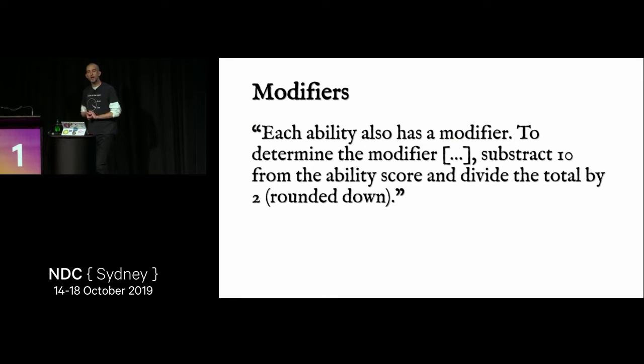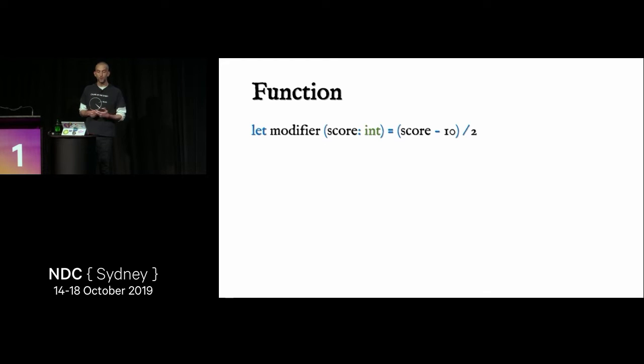Modifiers. Each ability also has a modifier. To determine the modifier, subtract 10 from the ability score, divide the total by 2, round it down. That's the rules again. I forgot the page from the PHB, but it's from the PHB. And to do that, that's simple. All I would need to do is write a function. The modifier function is going to take a score, which is an int, and I'm going to do score minus 10 divided by 2. Move on. We have that part modeled as well.